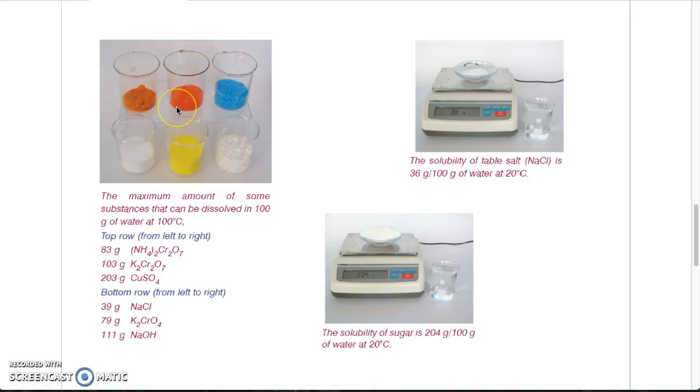Let's take only two of them. For example, potassium dichromate: we can see that 103 grams of potassium dichromate can be dissolved in 100 grams of water at 100 degrees Celsius. And we can see that only 39 grams of table salt, or sodium chloride, can be dissolved in 100 grams of water at 100 degrees Celsius.